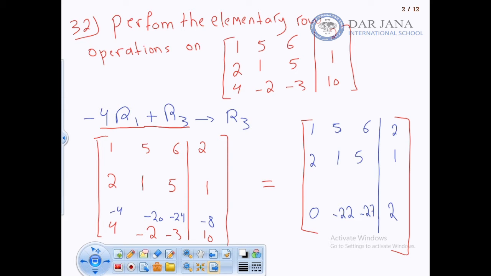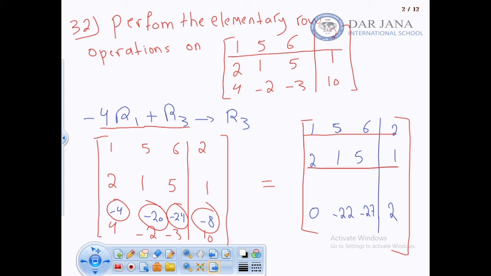So let's look at the first row. If we multiply the first row by negative 4, I will have negative 4, negative 20, negative 24 and negative 8. So the result should be added to the third row. So I should add negative 4, negative 20, negative 24 and negative 8 to the third row. And as we already know, the first row and the second row will not change. So I will write them exactly as they are, and I will change the third row.